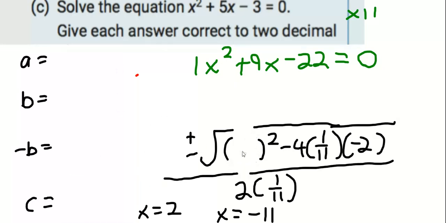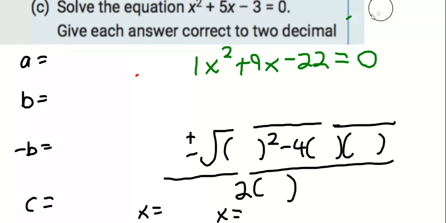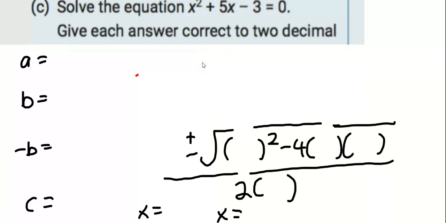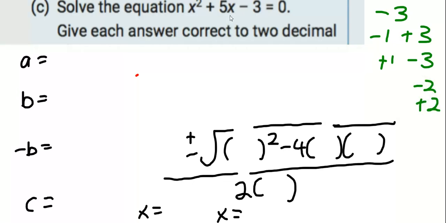The fact that it says 2 decimal places means more than likely I have to use the minus b formula. What else would you try? To factorize it, but none of the factors would work, would they? What's the factors of minus 3? Just 1 and plus 3 and 3 and... Yeah, you have a choice between minus 2 or plus 2, and neither one of them are 5, are they? So that's no good to us.